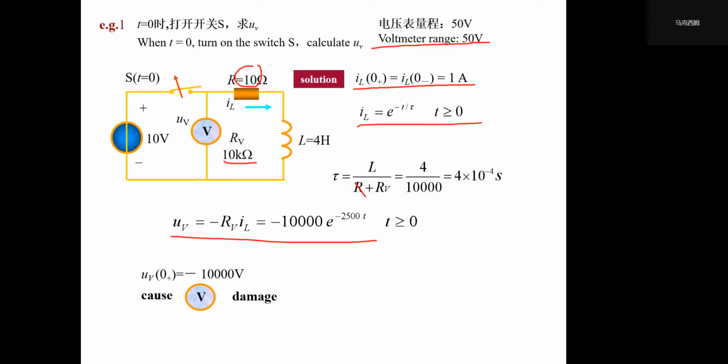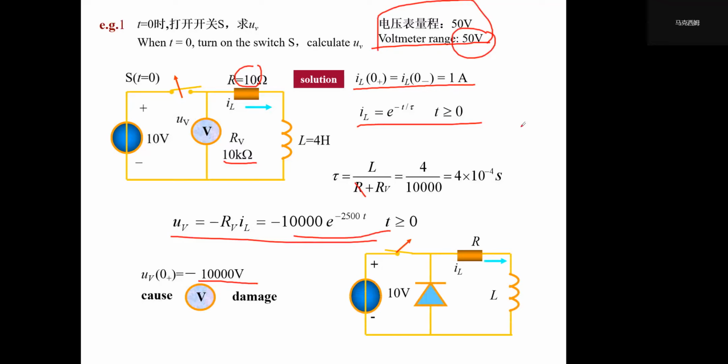And we know that U_L at 0 plus equals negative 10,000 volts, like this one, from this, and it will cause damage to the voltmeter, because the voltmeter can only stand 50 volts. So if you put 10,000 volts on it, it will break.